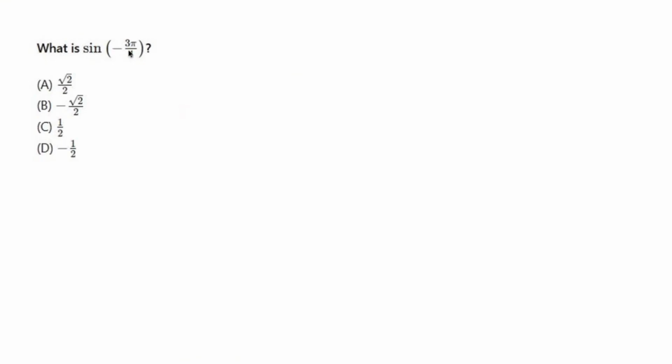What is sine of negative 3 pi over 4? Well, first things first, I don't like negative 3 pi over 4. So I'm going to change that so that I have something within 0 and 2 pi. What I do is take negative 3 pi over 4 and add 2 pi to it. Now, adding 2 pi does me no good, so I'll add 8 pi over 4, and that gets me 5 pi over 4. So now I'm being asked the question, what is the sine of 5 pi over 4?